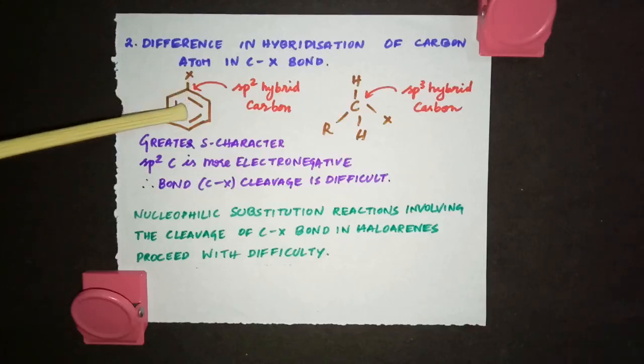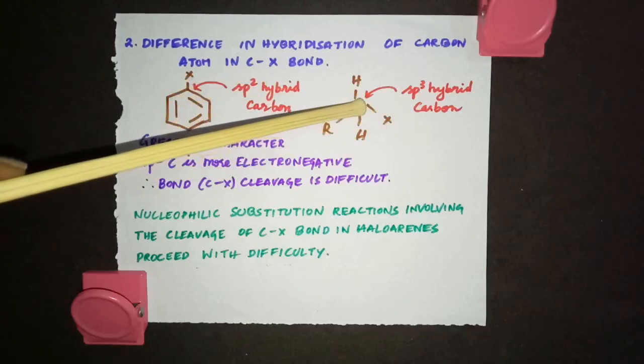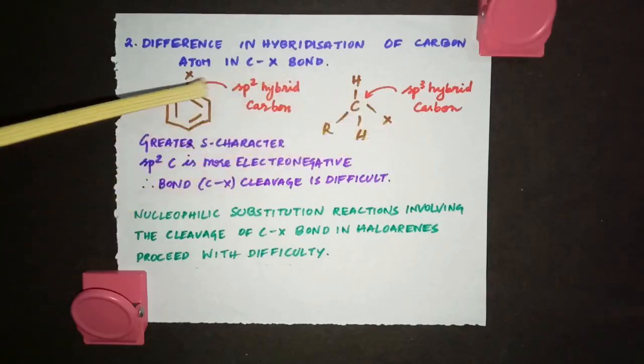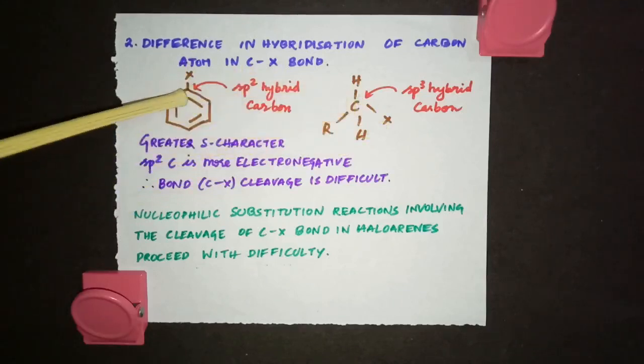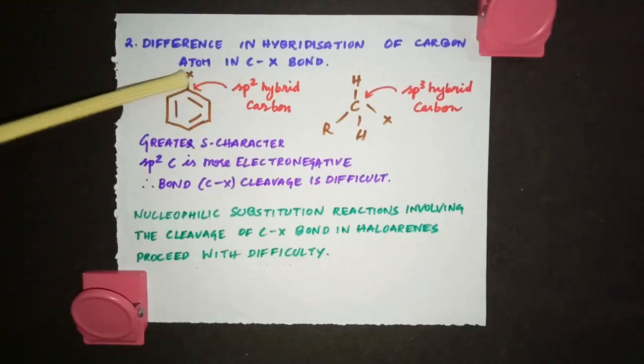So when this carbon is more electronegative, it means that carbon is also trying to pull the electron pair. In this case, this X is more electronegative than this carbon, so it is pulling the electron. But here, this X is electronegative, but this carbon compared to this carbon is more electronegative. So what is actually happening? The bond cleavage here becomes more difficult. So when the bond cleavage becomes difficult, obviously it is showing less reactivity towards a nucleophile. So these are the reasons why haloarenes show low reactivity towards a nucleophile.